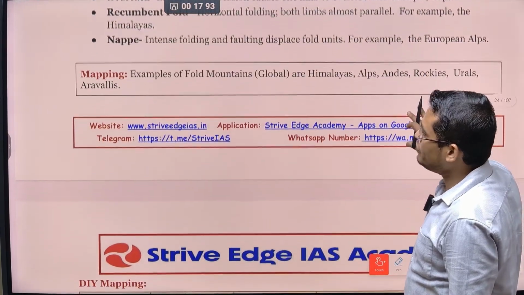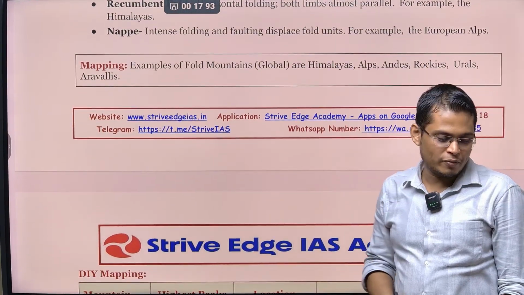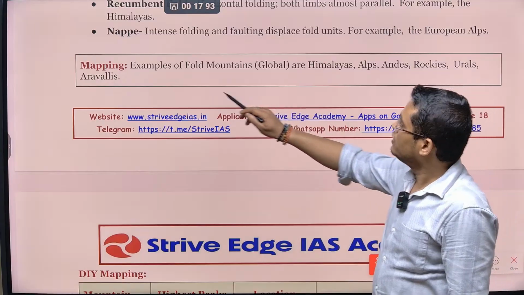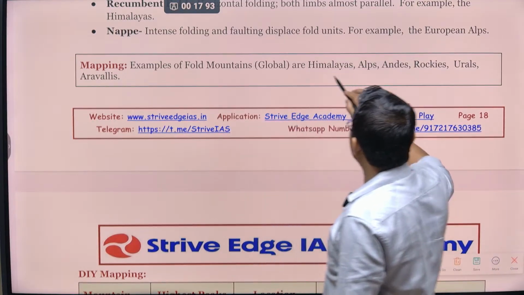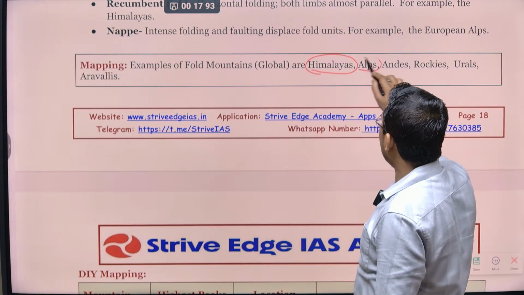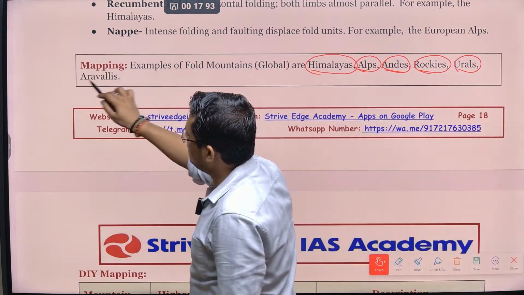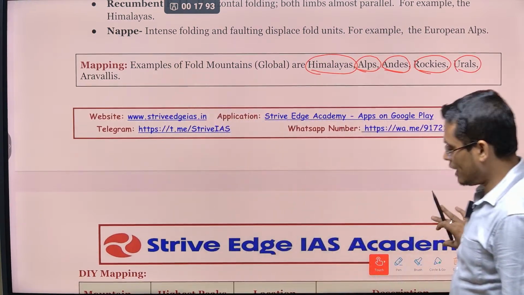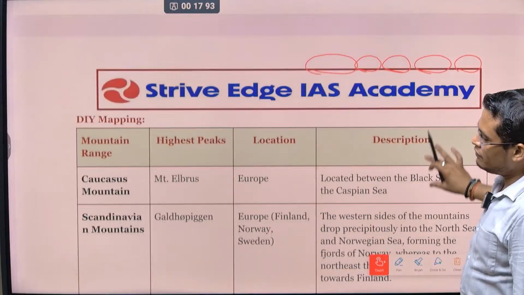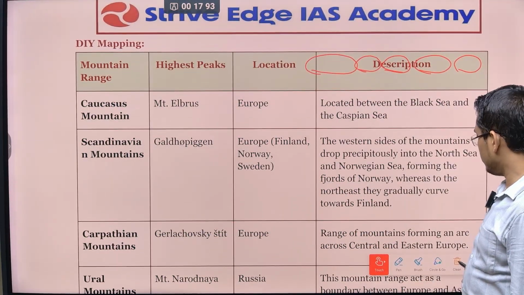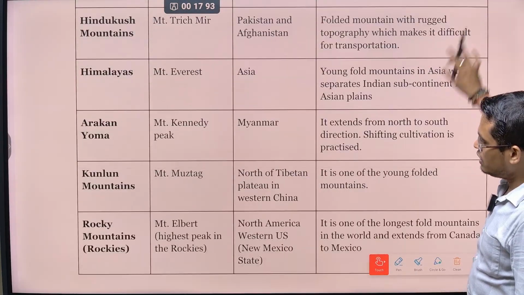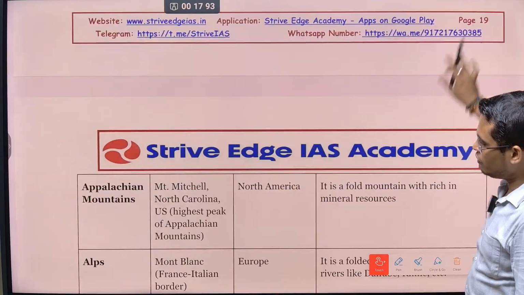So mapping some of the mountains that I have given for your mapping. It is starting from fold mountain like Himalaya. You have to map Alp mountain, Andes mountain, Rockies mountain, Ural mountain, and Aravalli mountain. So I am going to show all these things. I have already given you a lot of mountains, so I think you have mapped. I have given all these mountains to all of you.